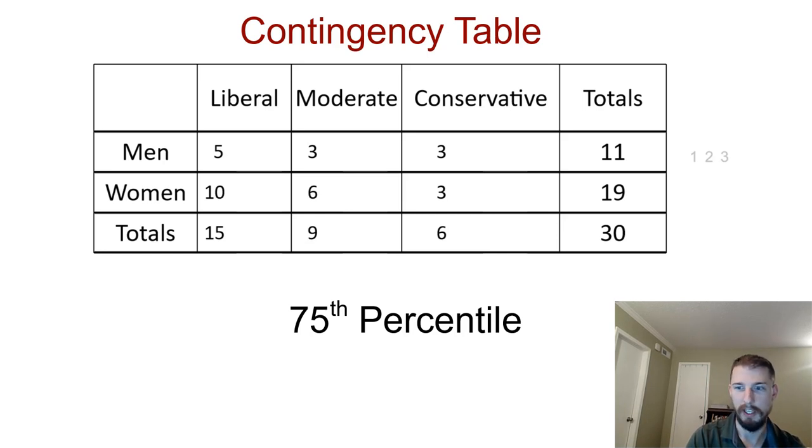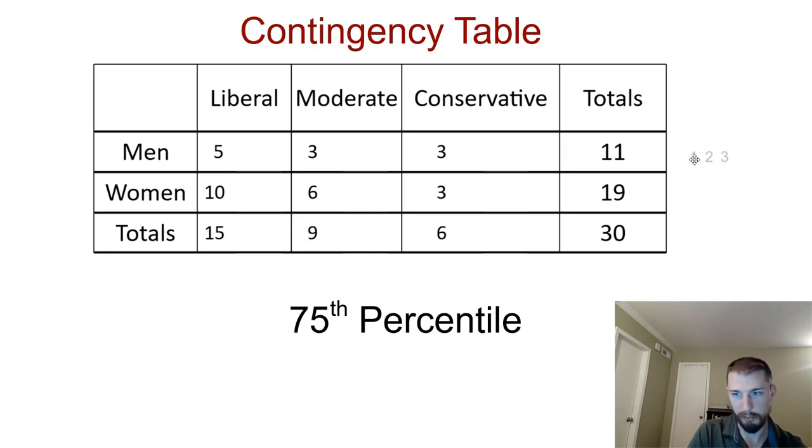Politics is kind of angry right now at everyone, so we're going to use last year's data just to be safe, but I will tease you with what I saw from this year's data, which was really cool. All right, so last year's data, it looks like we had 5 liberal men, 3 moderate men, and 3 conservative men, and 10 liberal women, 6 moderate women, and 3 conservative women. And then you see the marginal distributions on the side.